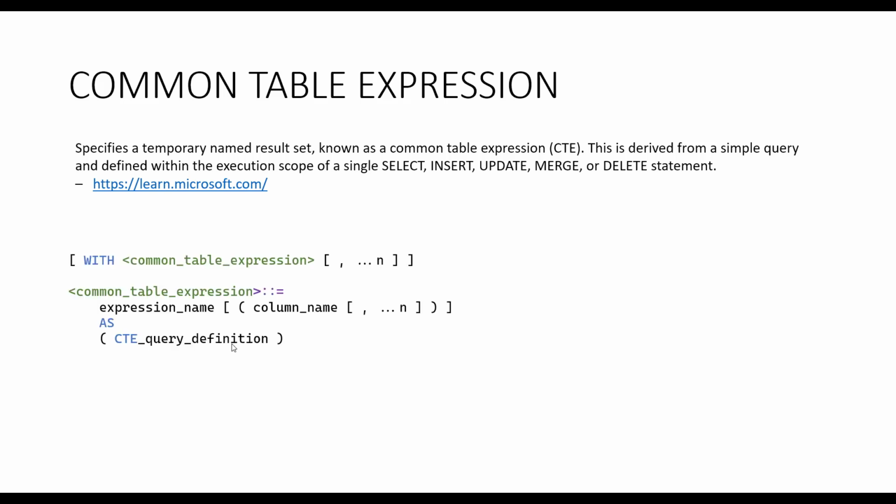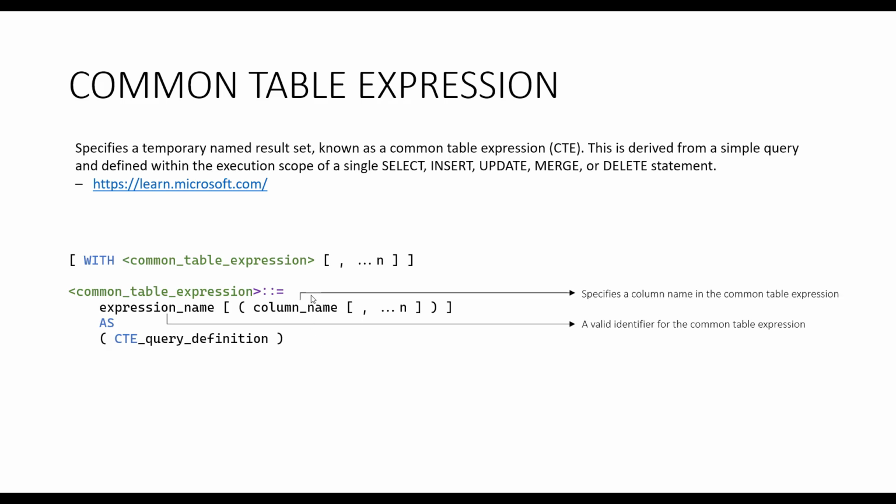This is the structure of CTE. Give attention to three parts: expression name, column name, and CTE query definition. Expression name is a valid identifier for the CTE, and the column name part specifies what columns you want to call from the CTE query definition. Last, of course, you should write the select statement whose result set populates the CTE.